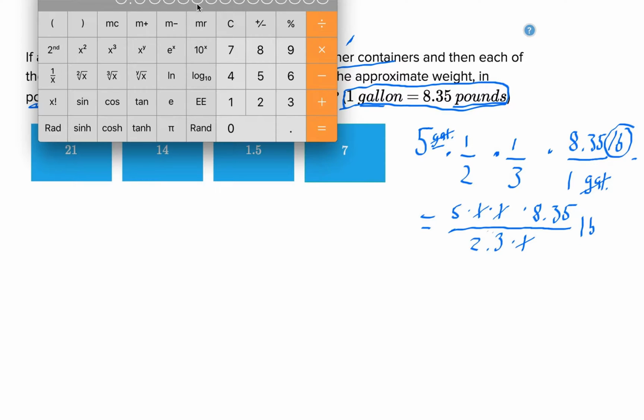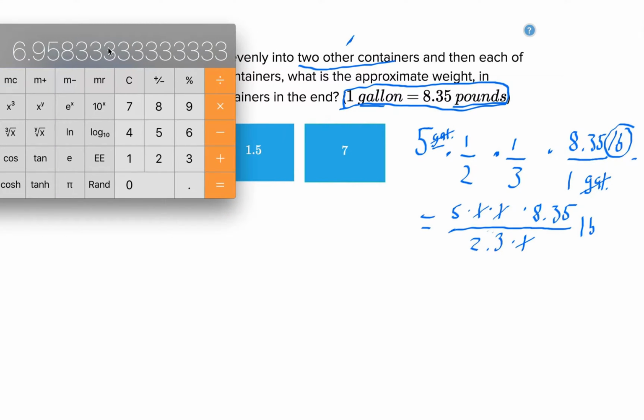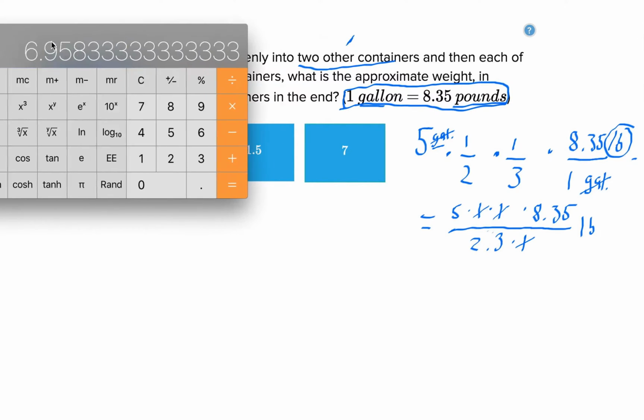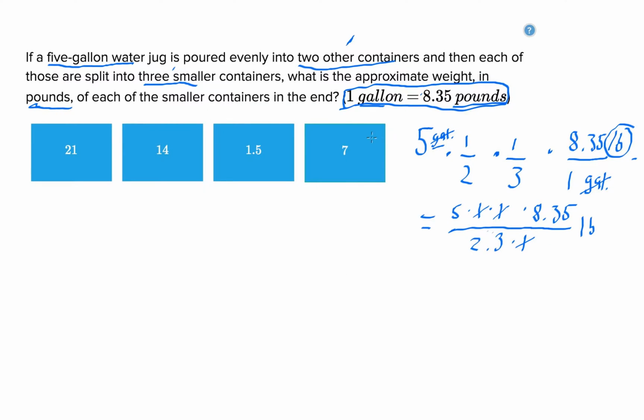We know that we want to actually get an approximate answer here because it asks for the approximate weight, as you can see right here. So we're going to round this to 7 and get 7 as our final answer right here.